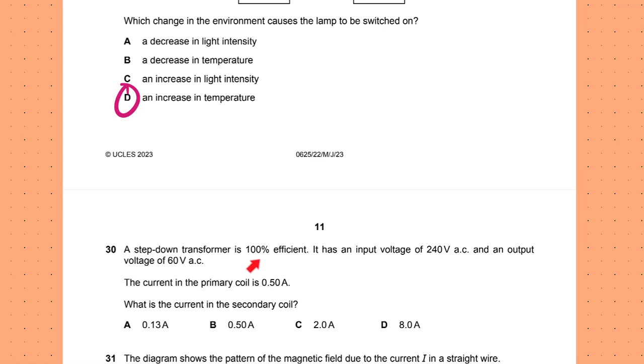30. A step-down transformer is 100% efficient. It has an input voltage of 240, output of 60. Current in the primary coil is 0.5. What is the current in the secondary coil? So if it's 100% efficient, this means there is no power loss. So power in equals power out. Power in is VI, V input, I input. So input current is 0.5 in the primary, and output is 60 times this current that I want to find out, right? So 240 times 0.5, 120 over 60 is 2.